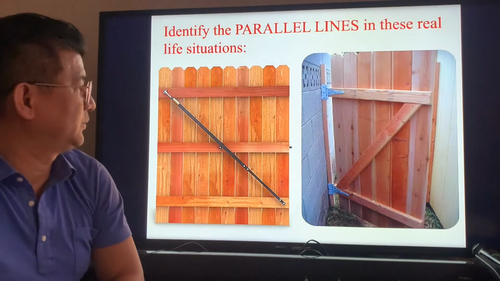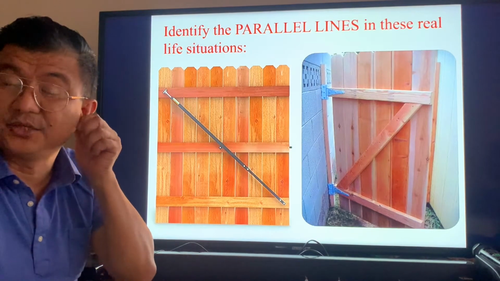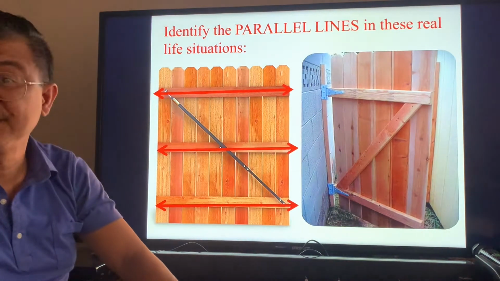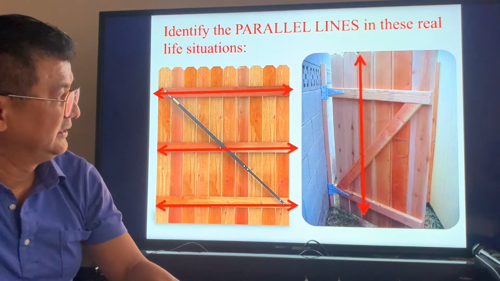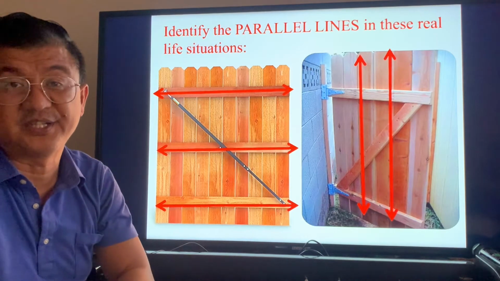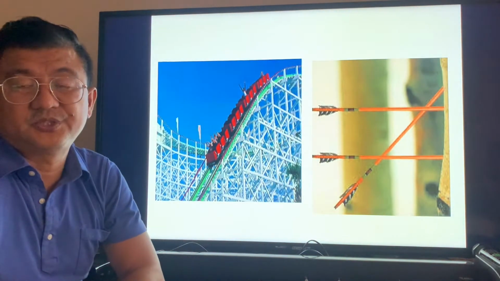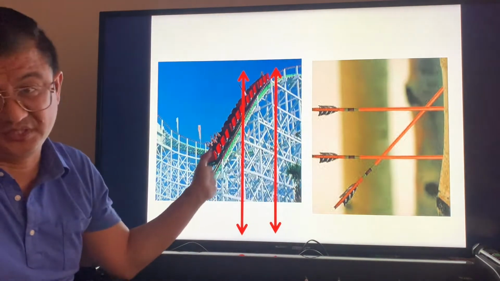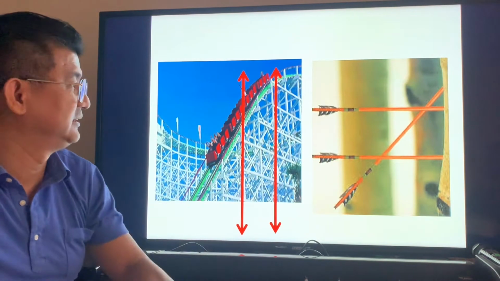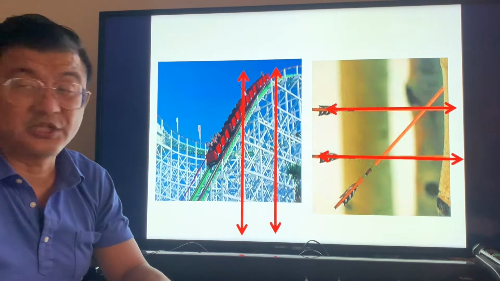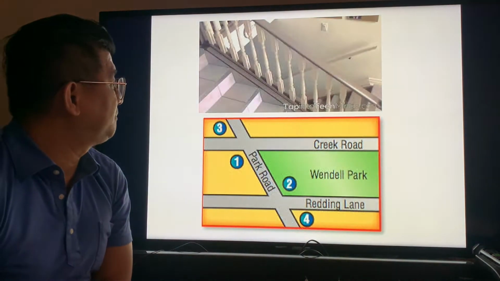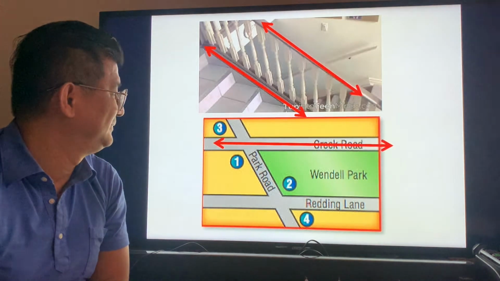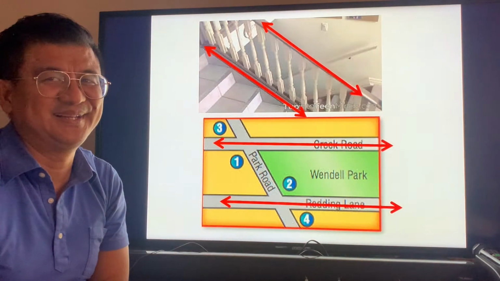Notice these real-life situations. A wooden gate or a wooden door. The parallel lines are this, this, and this. Correct. Are there parallel lines there? The vertical line and another vertical line. How about our roller coasters? Do we have parallel lines? Yep. One over there, another there, plus more vertical lines. And for those arrows, those are parallel lines. For stairs, we also see parallel lines. And for streets, they are also parallel. Alright, those are parallel lines.